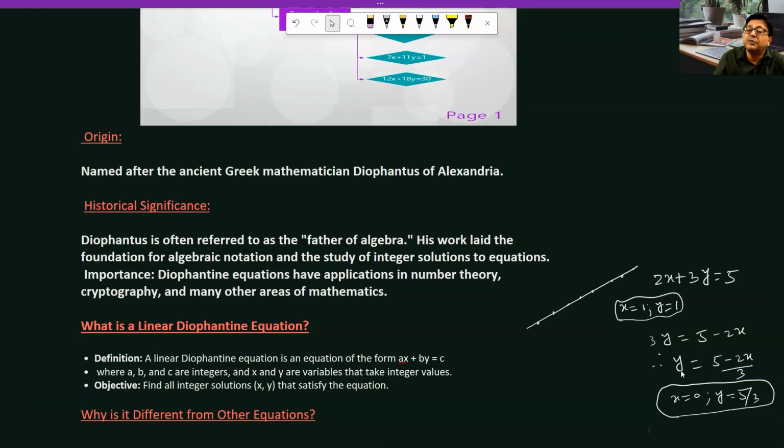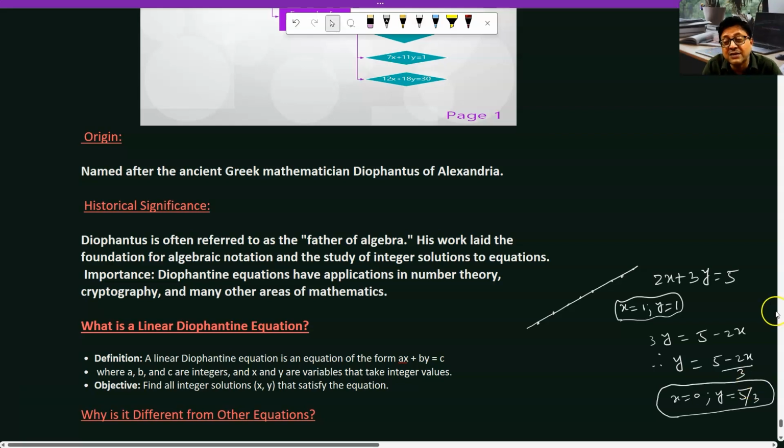Our interest in today's class is to get the integral solution. Understand what I am saying? We will not plot, we will not find this kind of solutions. We will find just this kind where integral solutions are there.